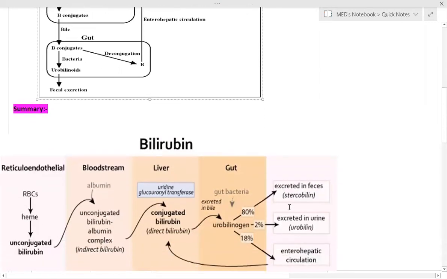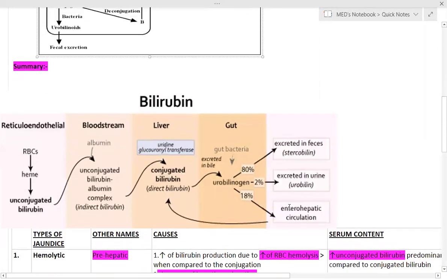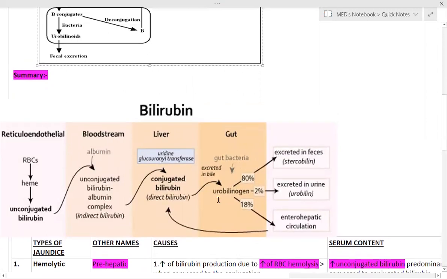So, the summary of what I just said in the last 2 minutes, I'll sum up with this picture. It's really a very, very good picture. As I said, the reticuloendothelial system, that is the liver, spleen, and bone marrow, will destroy RBCs to hemoglobin. Now from heme you get unconjugated bilirubin. This unconjugated bilirubin combines with albumin in the bloodstream, that is blood serum, and this is called the unconjugated bilirubin-albumin complex. This is the name for when albumin combines with unconjugated bilirubin.